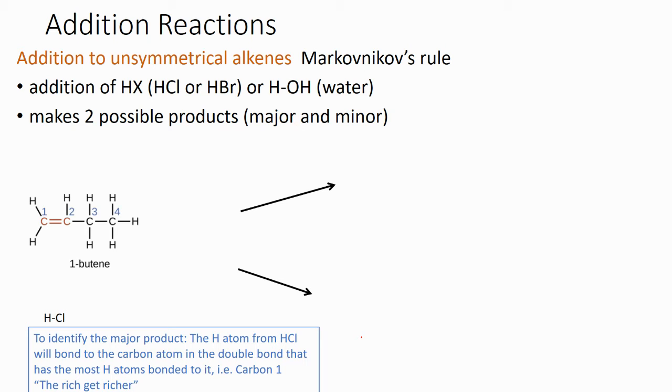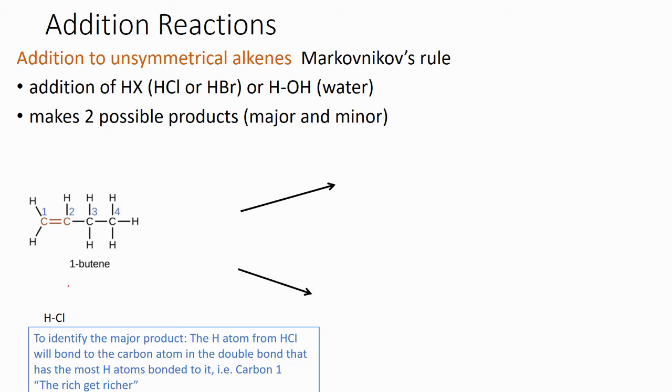So if we've got an unsymmetrical alkene, then it actually makes 2 products. There are 2 possible products. And deciding which one will be the major product, we use Markovnikov's rule. Now, to identify the major product, the hydrogen atom from the HCl will bond to the carbon atom in the double bond that already has the most hydrogen atoms bonded to it.